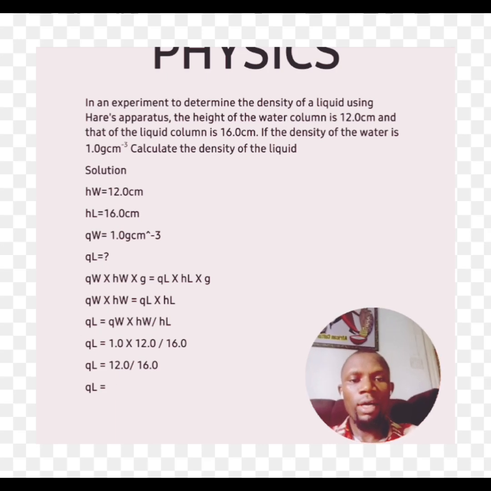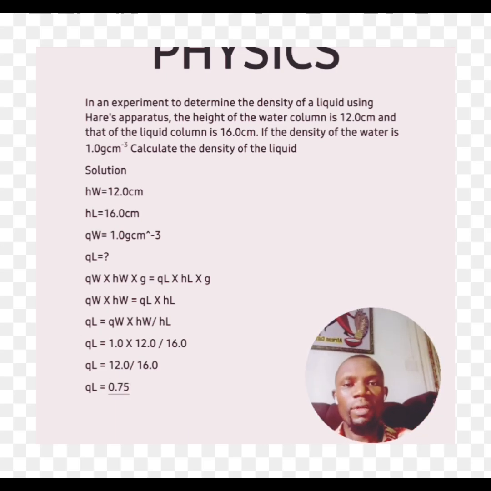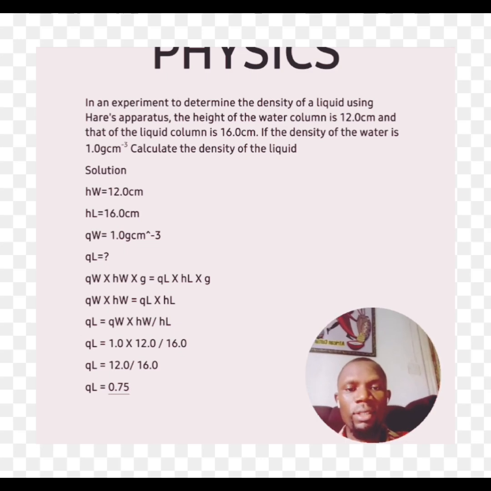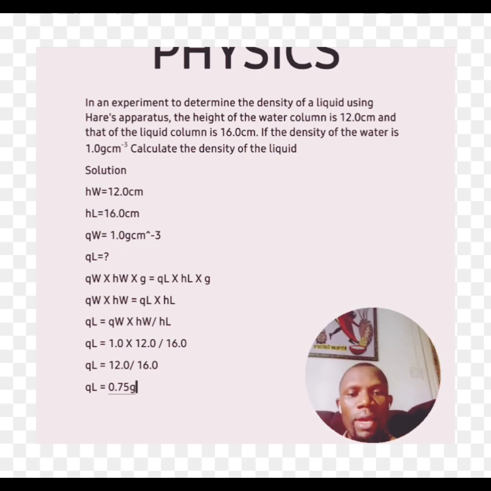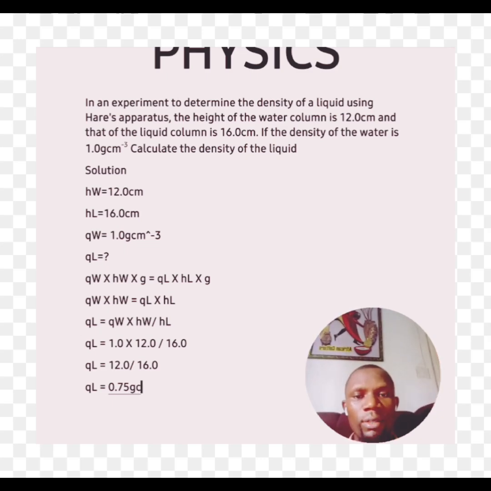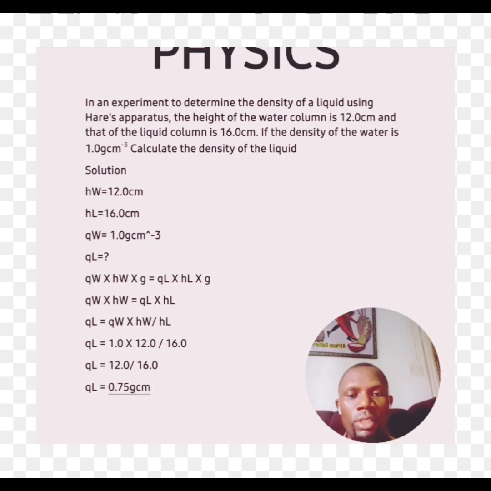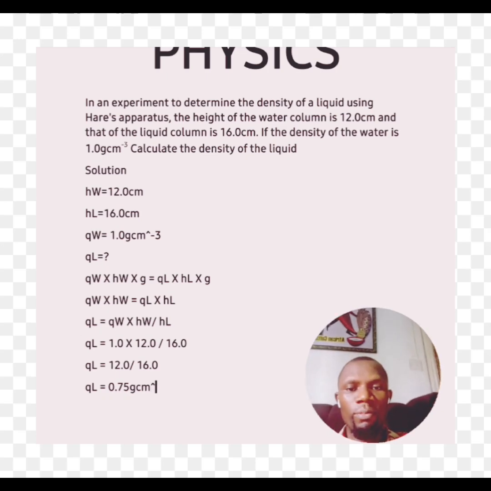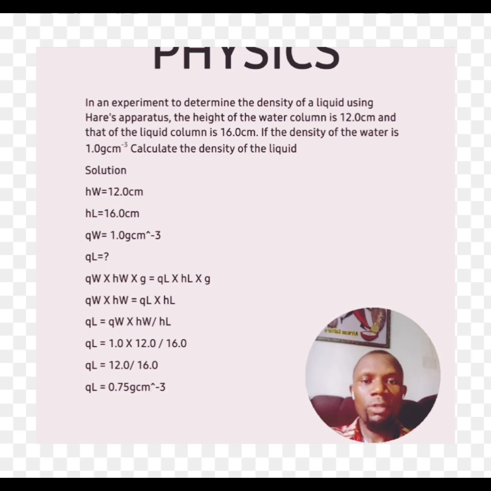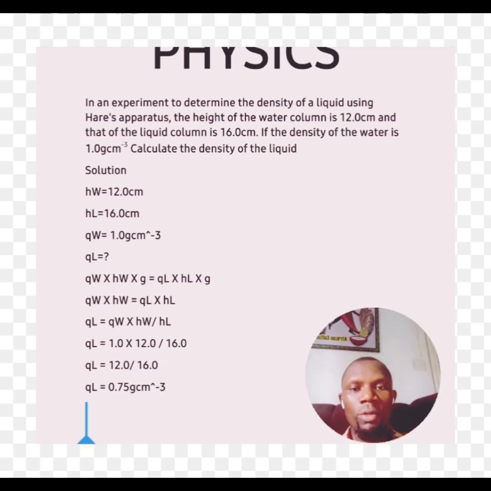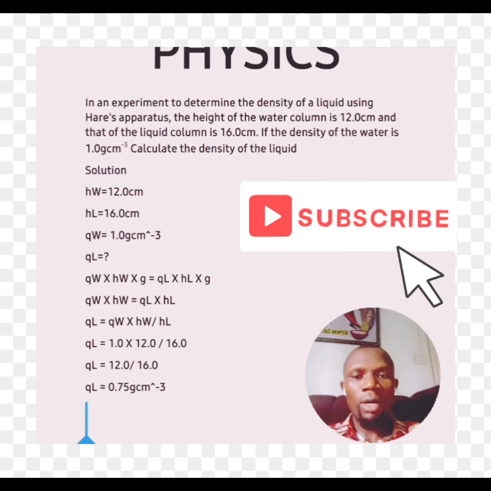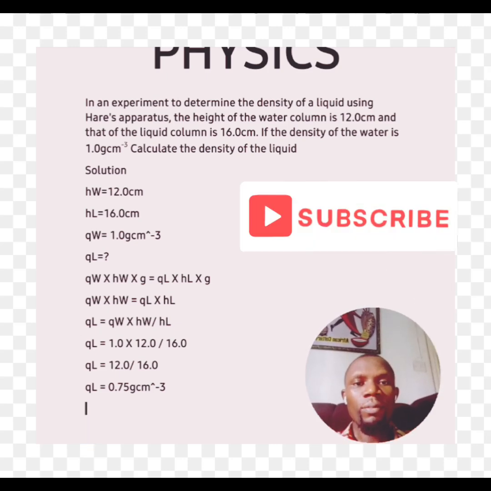What will I have? I'll have my 0.75. Yes, 0.75 gram per cm cube. That's gram per cm cube. Let me use this as raised to the power of minus 3. Okay, so that is all about the question.